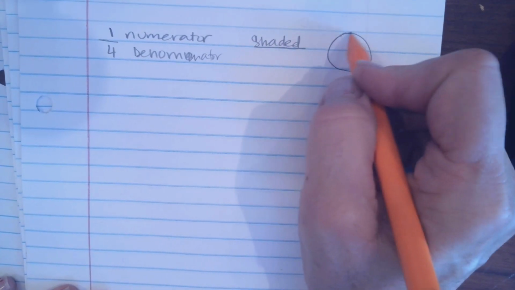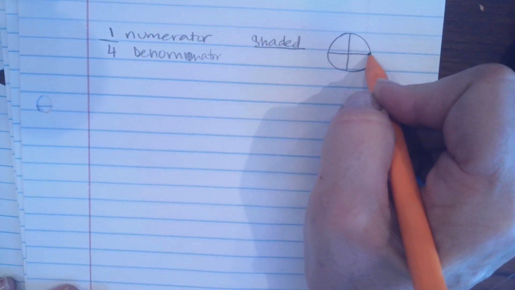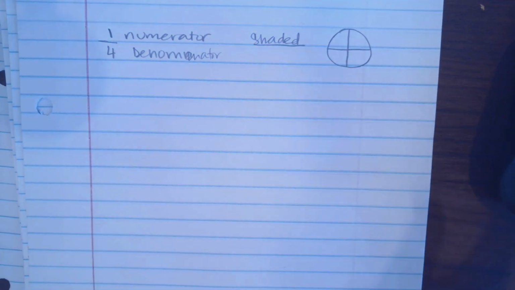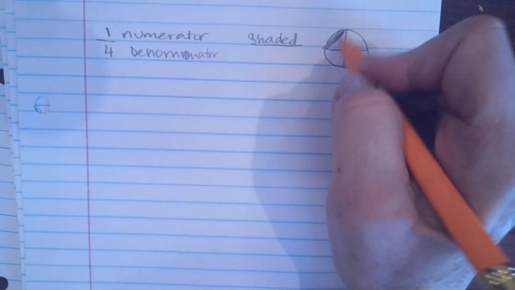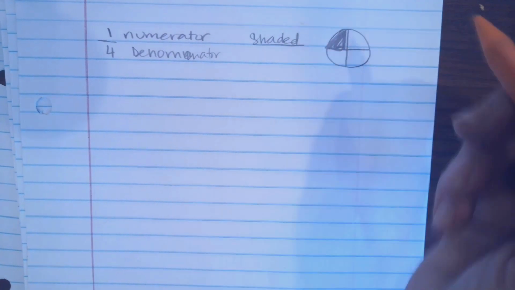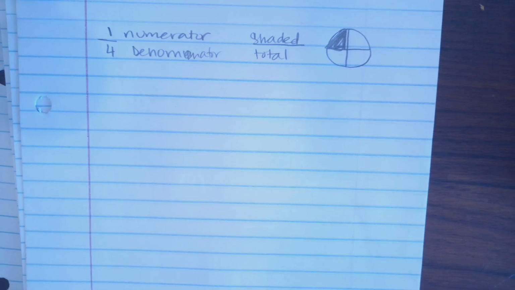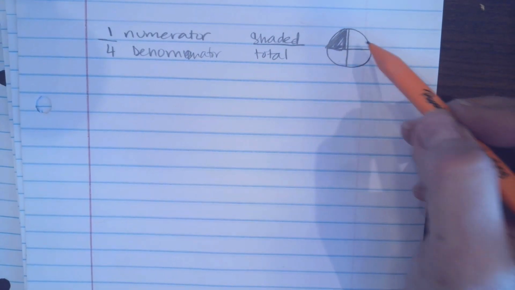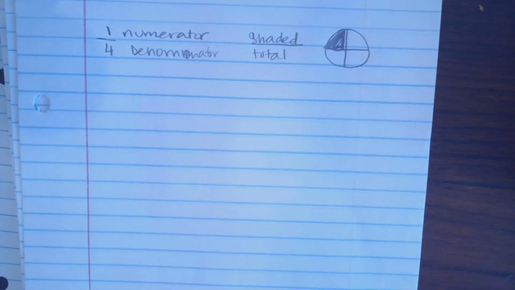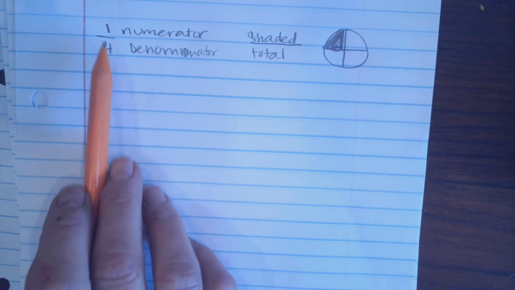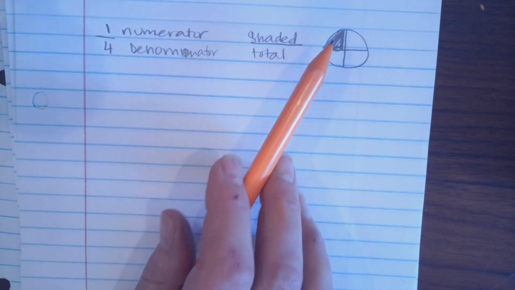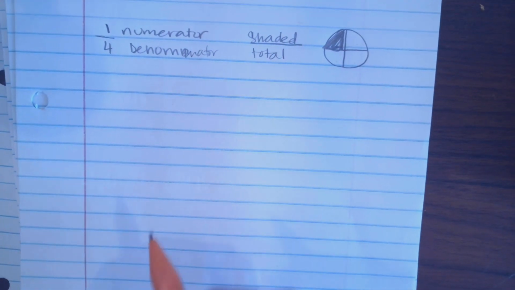and an example is you have a circle that is cut into 4 pieces, and I'm going to shade 1 piece, and then the denominator is the total number of pieces. So this is 1, 2, 3, 4. Our denominator is going to be 4, and our numerator is the shaded, which is 1.